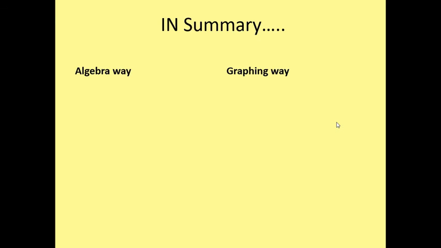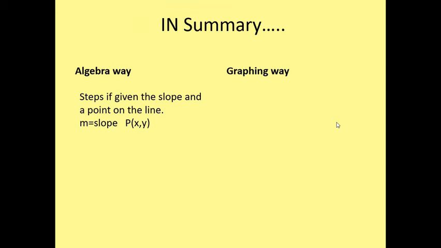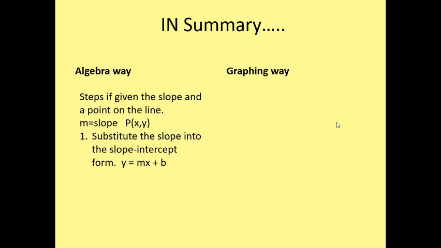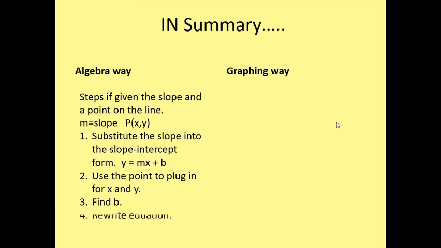Okay, in summary, the algebra way is if given the slope and the point on a line, substitute the slope into the slope-intercept form, and then use the point to plug in for x and y. And then you find b, and then you can rewrite your equation.